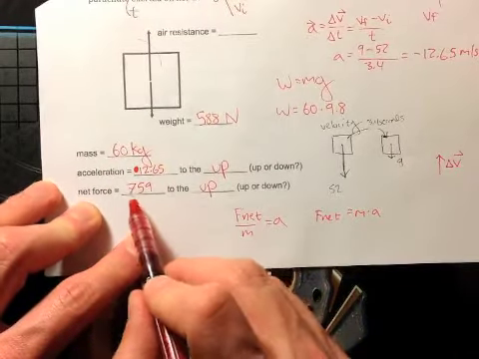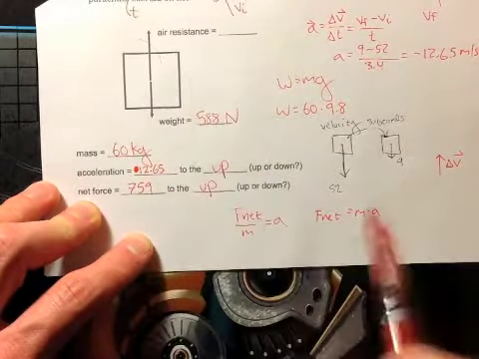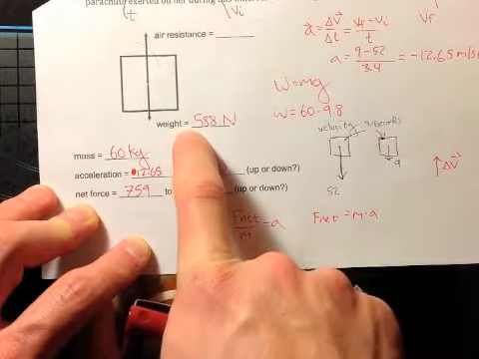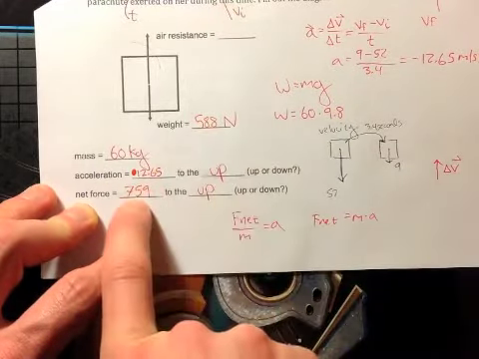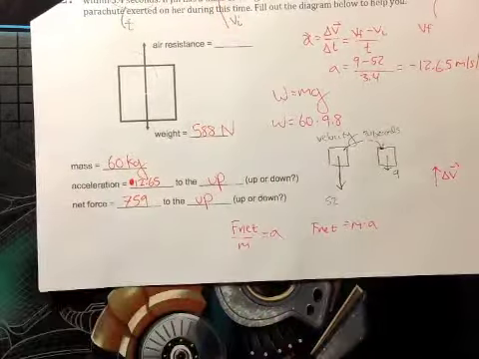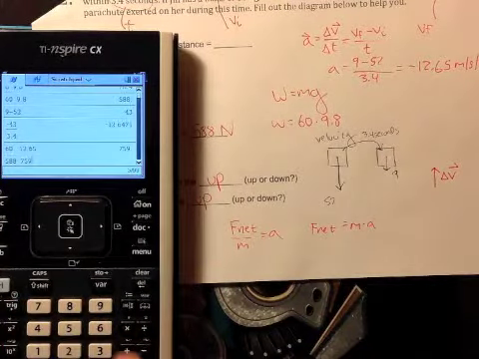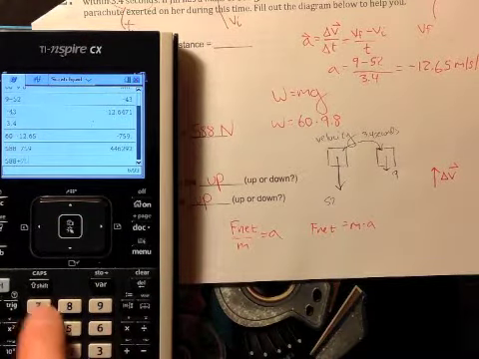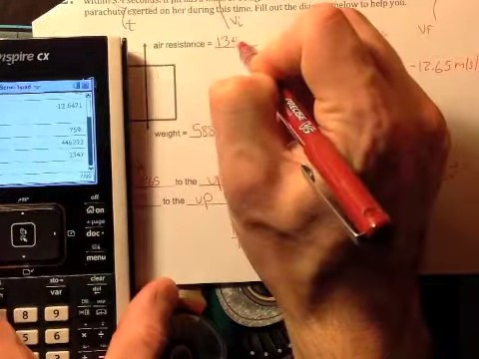Now, if the net force is 759 newtons pointing upward, that means that we know that the air resistance has to be bigger than the weight. In order to find what the air resistance is, I'm going to take her weight and I'm going to add the net force. So 588 plus 759. Oh my goodness, I multiplied them. 588 plus 759. 1347 newtons. Okay?